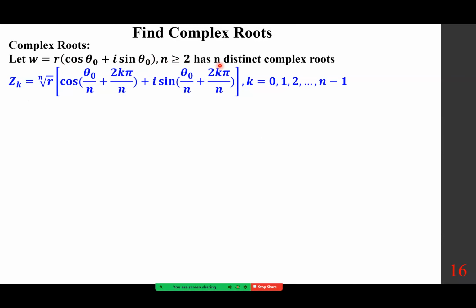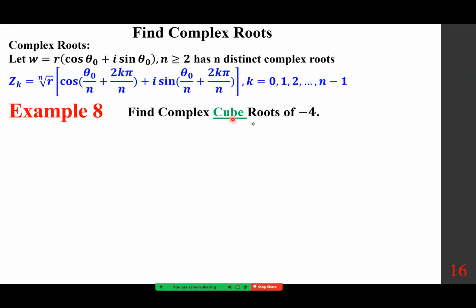It has n distinct complex roots. z sub k, that refers to the root, is the nth root of r. Then the methodology to find all those roots is to write cosine of theta 0 divided by n plus 2k pi divided by n, and of course the same thing for sine. And you evaluate this as follows. You let k be 0, which makes it theta 0 over n, then 1, 2, and you go all the way to n minus 1. So if you want the fifth root, you go all the way to 4. You want the 10th root, you go all the way to 9. That's the concept.